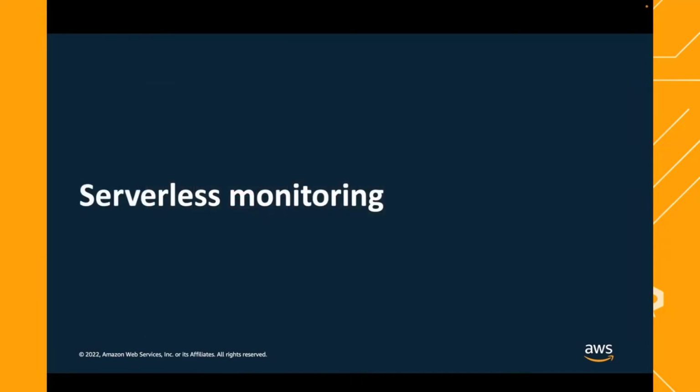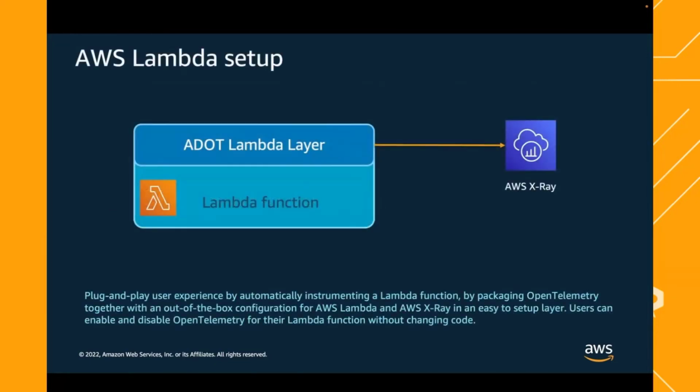Let's take a look at how serverless environments can be monitored. For serverless, primarily for AWS Lambda, there is a stripped down version of the AWS distro for OpenTelemetry Collector available, and that collector can be deployed as a Lambda layer. When you deploy the Lambda layer, it is automatically configured to operate in a Lambda environment and can accept trace information from a Lambda application without you having to do too many changes. So it will be able to collect traces from your Lambda functions and send them to AWS X-Ray.